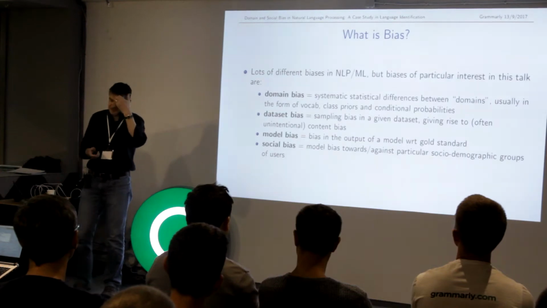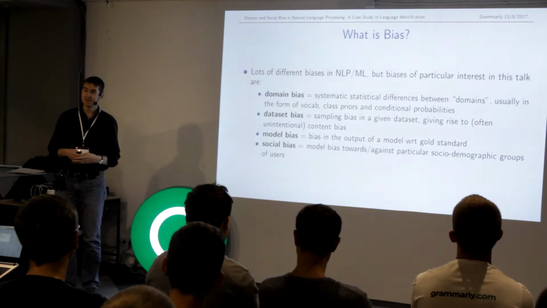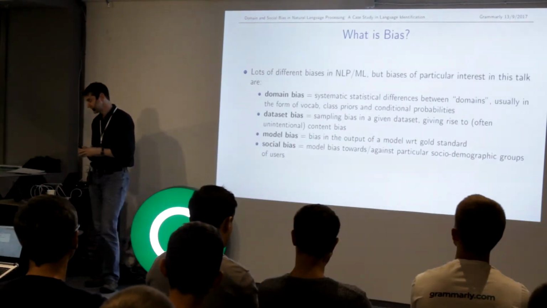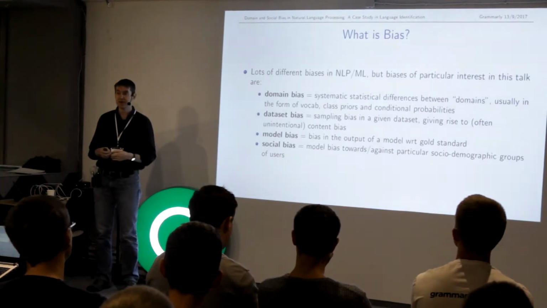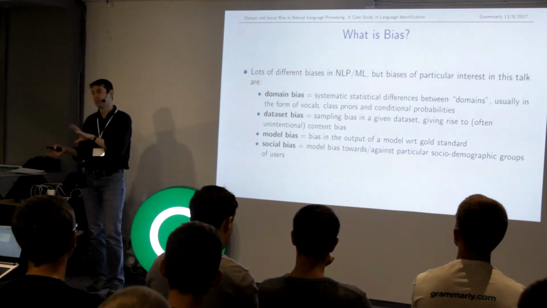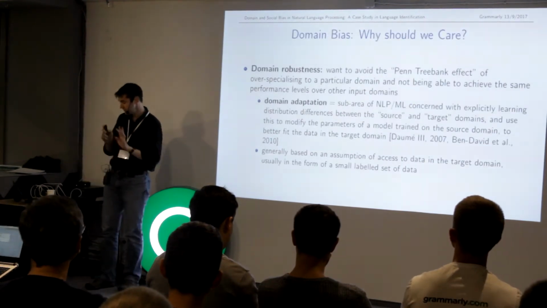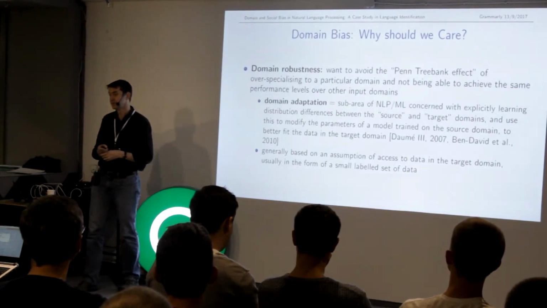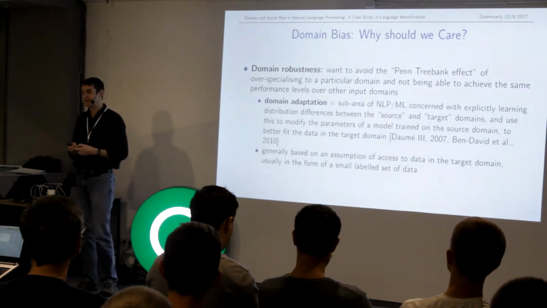And then a bias that we don't talk about so much, but is equally important, if not more important, is social bias. So this idea that there are particular social or socio-demographic groups of people that our models are biased towards or against in different ways. So let me go through each of those in turn and say a little bit more, as well as giving you a better sense of why I'm going on about bias.